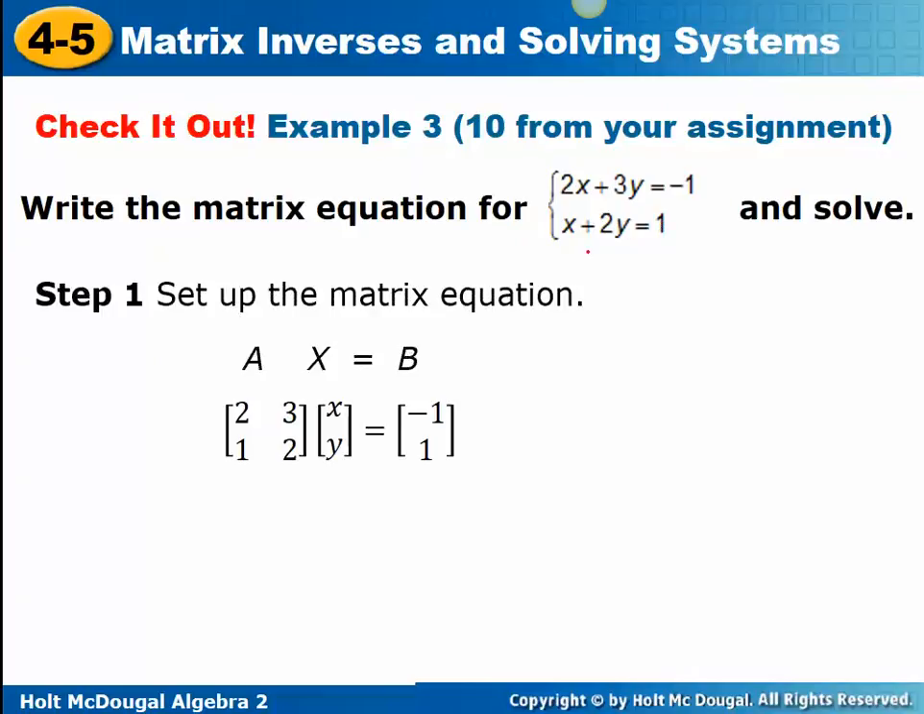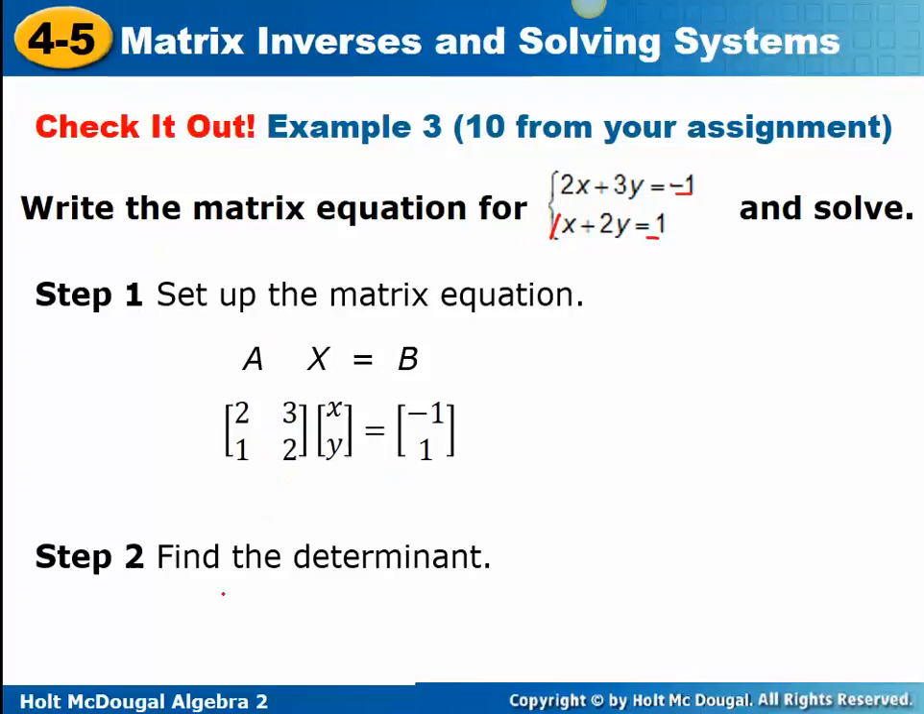So the first thing to do is to set up the matrix equation. The first part is the coefficient matrix, 2, 3 for the top row, 1, 2 for the bottom row. You multiply that by the variable matrix, x, y, and that will be equal to our constant matrix of negative 1, 1. That's step 1. Step 2 is we're going to start working on finding the inverse of A.